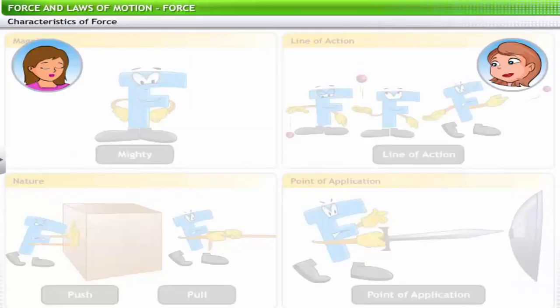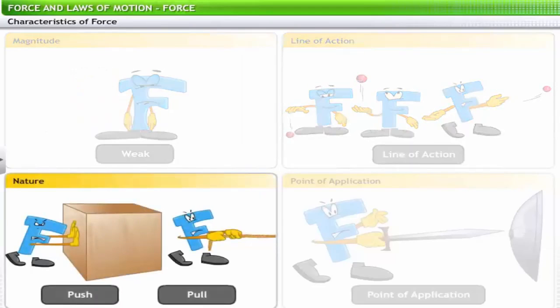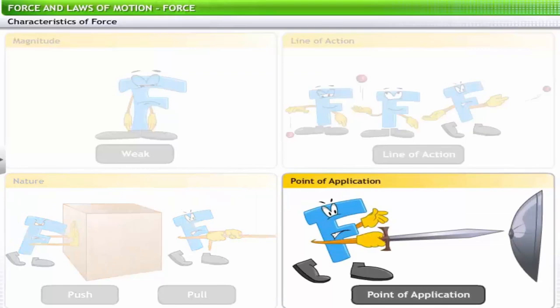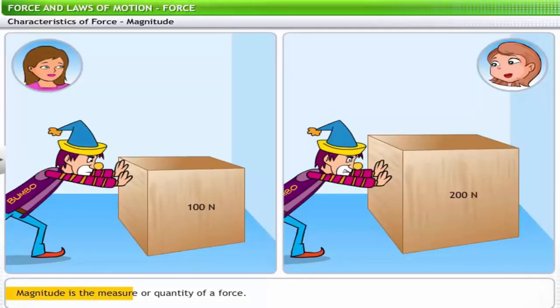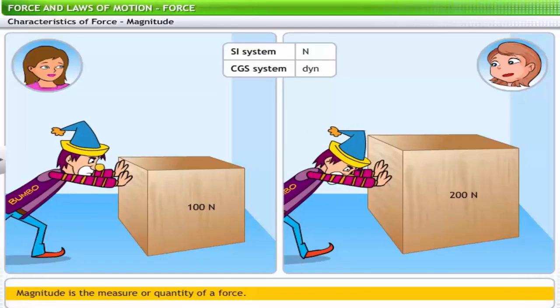So how do we identify force? You identify force using its 4 characteristics: magnitude, line of action, nature, and point of application. Magnitude is the measure or quantity of a force. Magnitude of force is quantified in Newton in the SI system and in dyne in the CGS system. Look at Bambu trying to push the 2 wooden blocks of different sizes towards the wall.